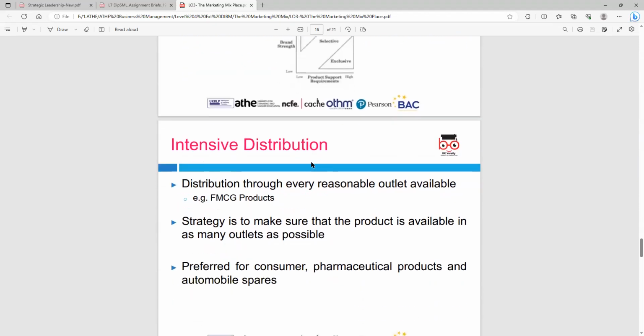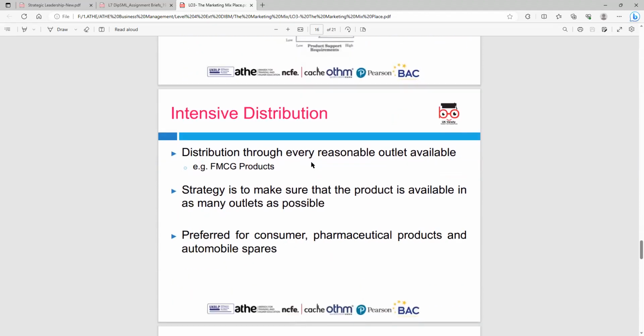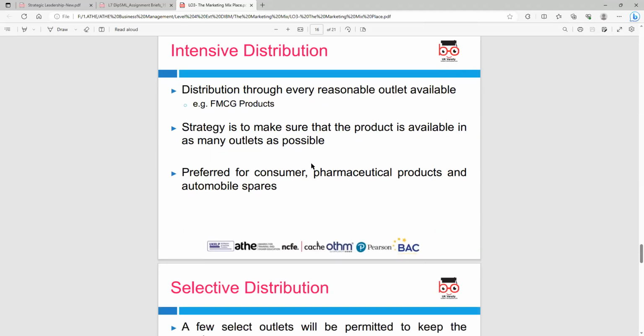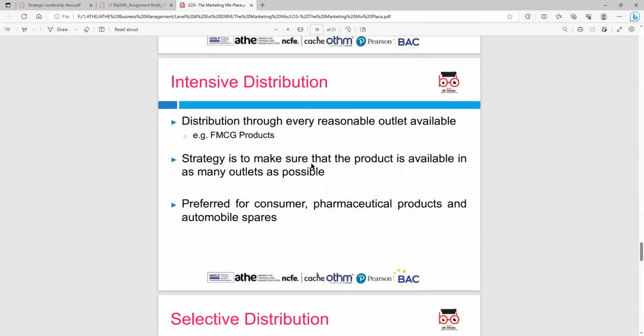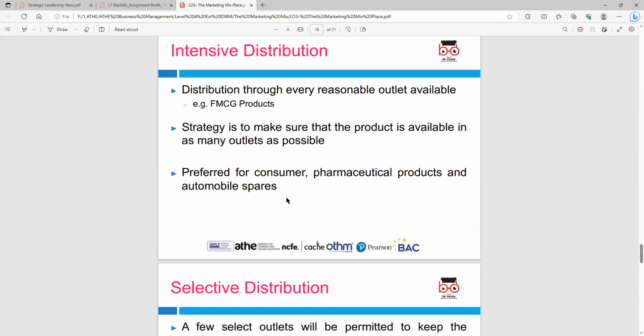Is it intensive distribution, i.e. very intensive distribution, which means distribution through every reasonable outlet available? Okay, or distribution to make sure that the product is available in as many outlets as possible, for example for consumer goods, pharmaceutical products, and automobile spares. So when you're using intensive distribution, you want to make sure that your products are available through as many reasonable outlets as possible.